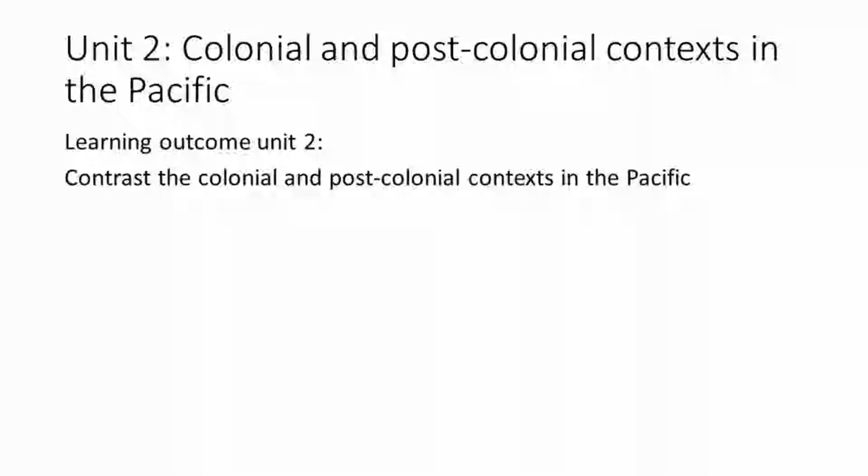So Unit 2 as a whole this week is about colonial and post-colonial contexts in the Pacific. And the learning outcome of Unit 2 is to contrast the colonial and post-colonial contexts in the Pacific. So again, we're not asking you to memorize exactly who became independent when, who was colonized first, by who. We want you to be able to contrast these specific time periods, their impacts in the Pacific, what happened. So you need to be able to describe this and talk about it and feel comfortable.